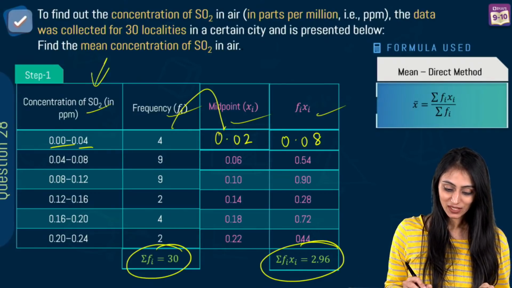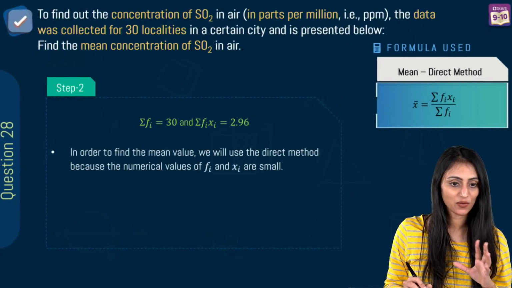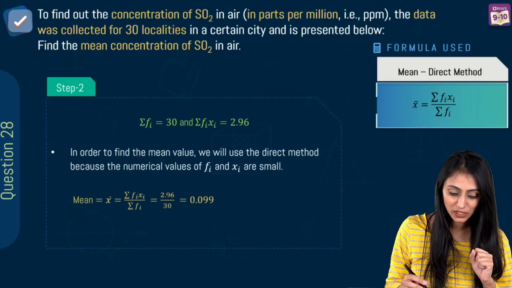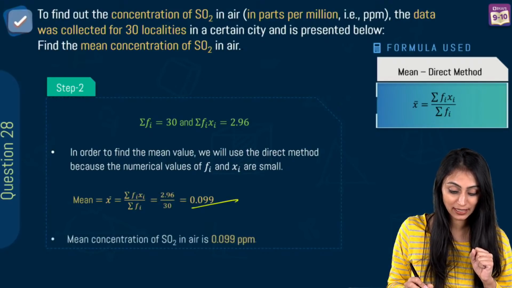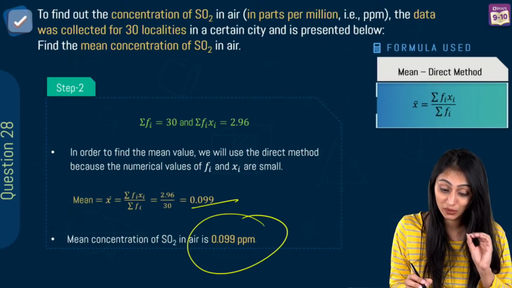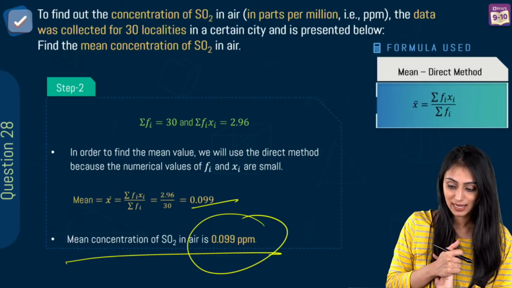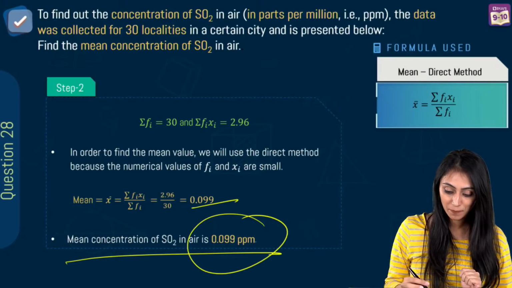Alright. So this is summation Fi xi. Now we have summation Fi xi. So I'll put it here and I get 0.099 ppm. Along with units, see, the statement along with units has to be given at the end. So I hope this is clear to everyone.